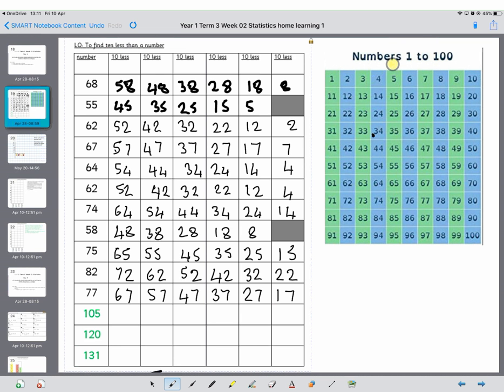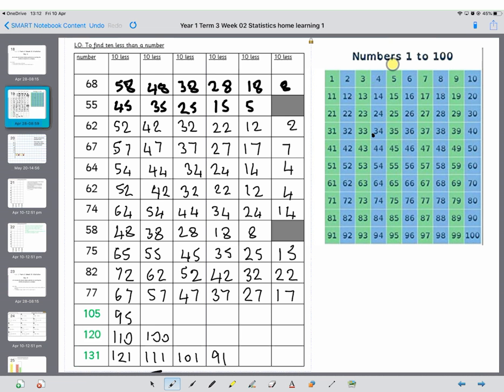Okay, with these last three, the trick has been able to jump back 10 to start off with. So this takes you to 95. This takes you back to 110, and then you jump back again to 100. And this one takes you back to 121, 111, 101, 91. And then they're quite easy to solve.